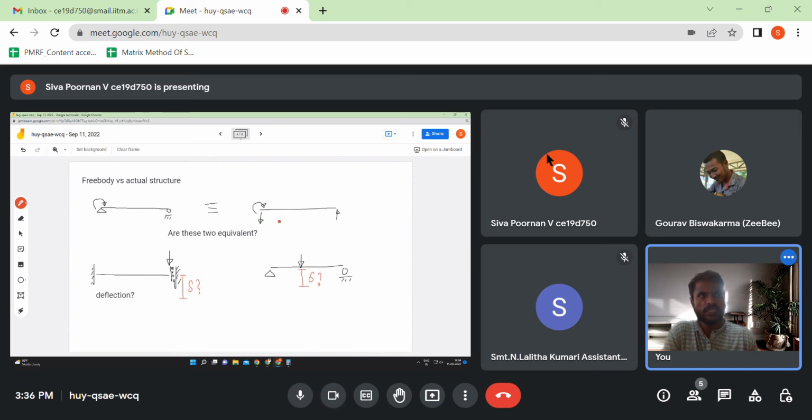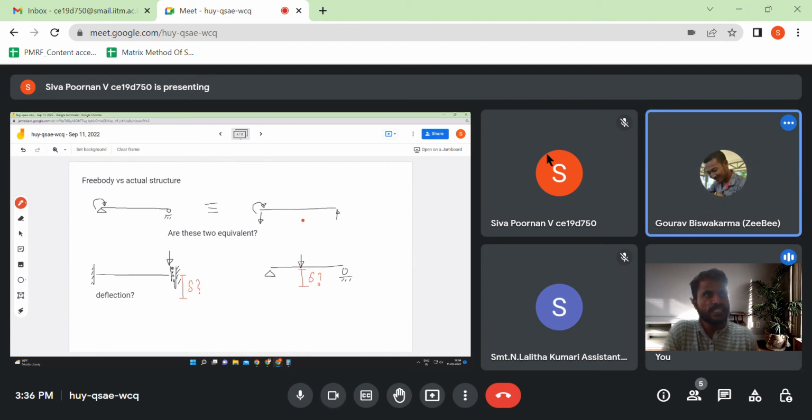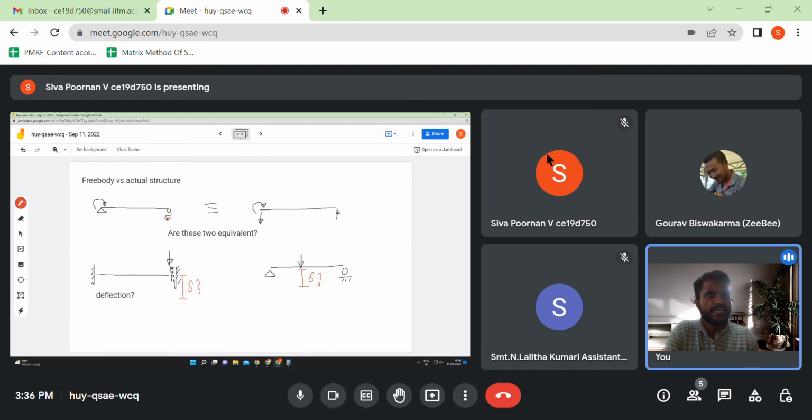So this is a free body, but somebody gives us this free body and somebody gives us this actual structure. Are they both equivalent? Will they both have similar displacements, similar kinematics? That is the question I wanted to ask. Or another way of putting that question is, if somebody gives me only the free body, is it possible to find out the displacements in the structure? No, sir. Okay, so why not?